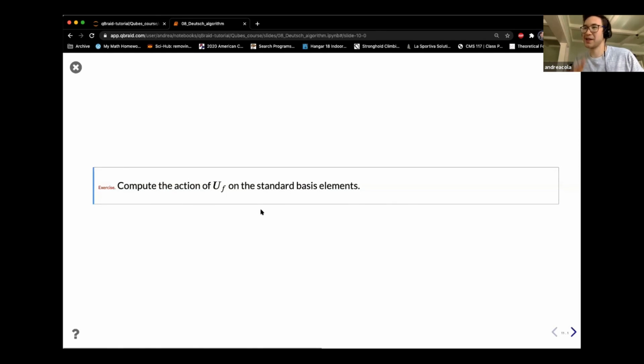This is an exercise that you can do later, just to familiarize yourself with U sub f. Not clear yet? Hopefully the quantum part will become clear later. I hope at least the classical part is clear.